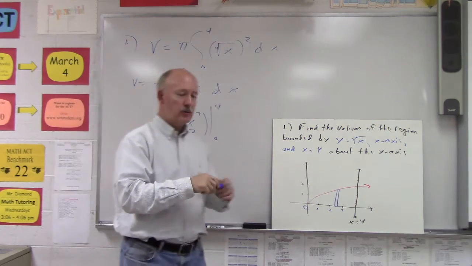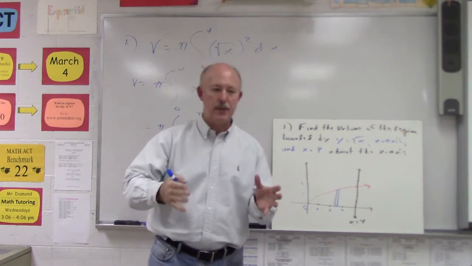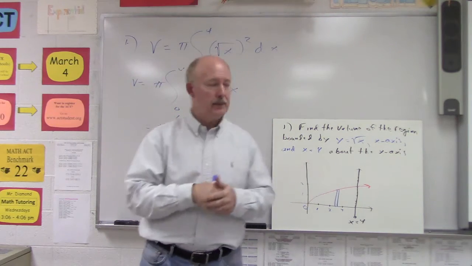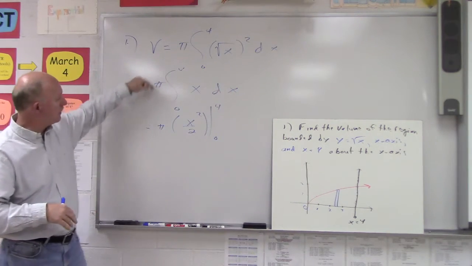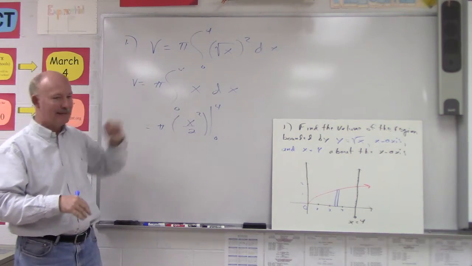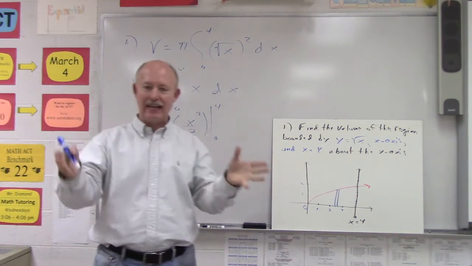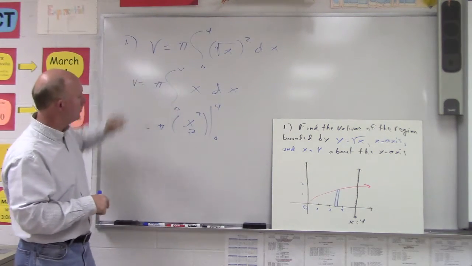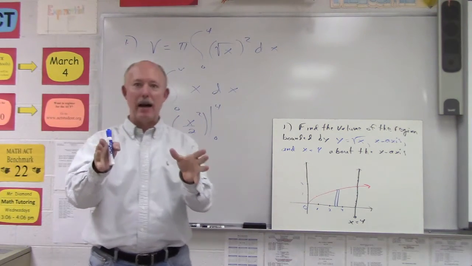Believe it or not, one of the most common mistakes that students make with these solids of revolution is forgetting the pi. I like to pull the pi out in front of my integral. Now you don't have to. You can leave it inside the integral and still get the same answer, but a lot of times I like to pull pi out in front of the integral. But you've got to be very careful that you don't forget about pi.